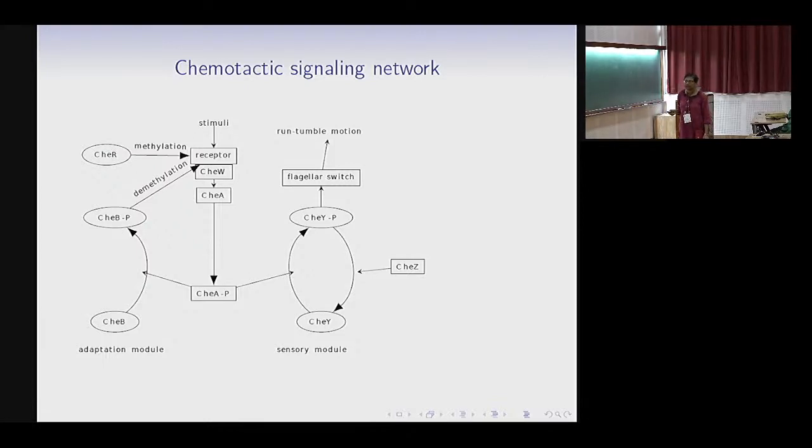CheA-P can donate its phosphate group to two different proteins, CheB and CheY. One is part of the adaptation module, the other is part of the sensory module. CheY, in its phosphorylated form, CheY-P, binds to the flagellar motors and increases their tumbling bias. The cell tumbles. So whenever the stimulus concentration is low or there is not much stimulus, the cell tumbles.